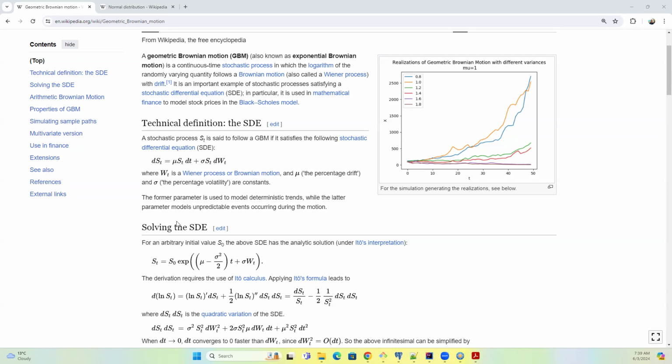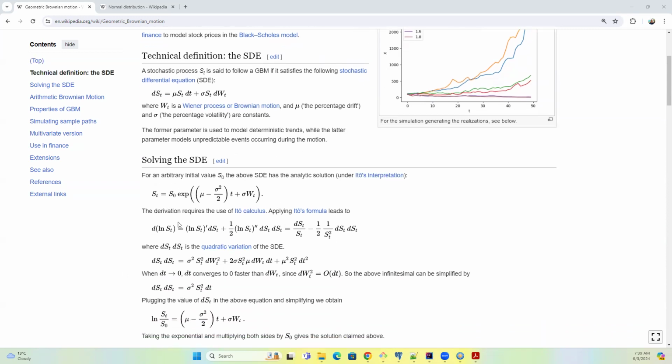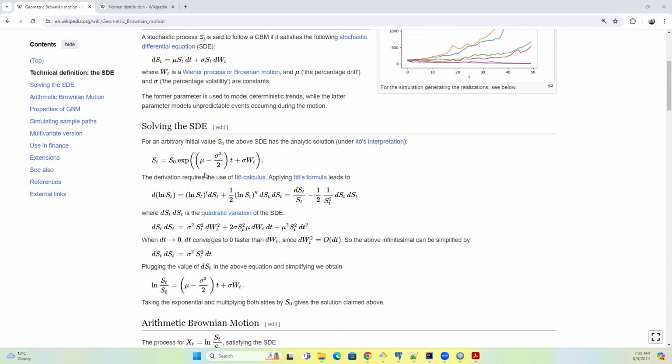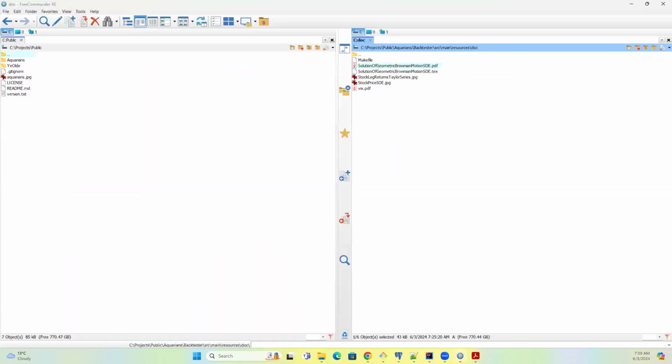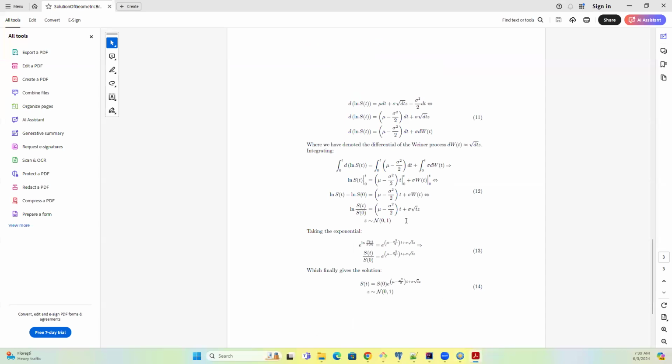So you start at some point in time 0, you move forward in time, and at some moment t, what is the value of the stock price? Wikipedia shows the derivation of the solution here, but it doesn't necessarily show all the steps. For a bit more detail, you'll find a paper in the Aquarius project in the resources documents: solution of geometric Brownian motion SDE.